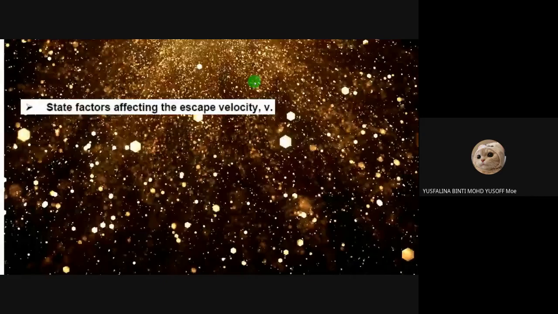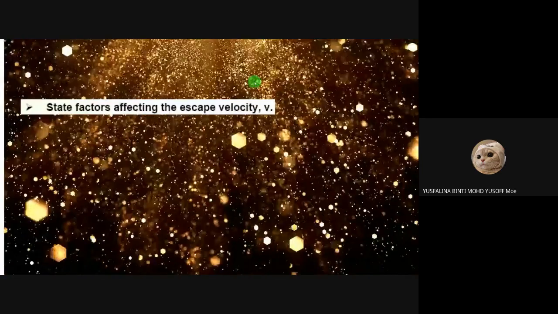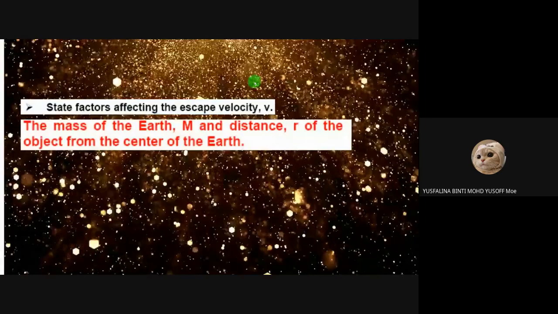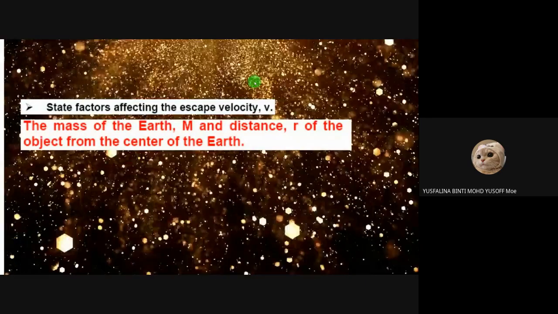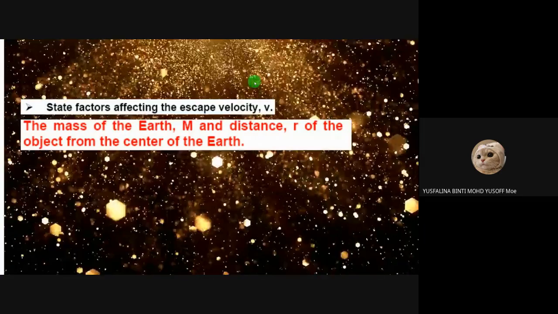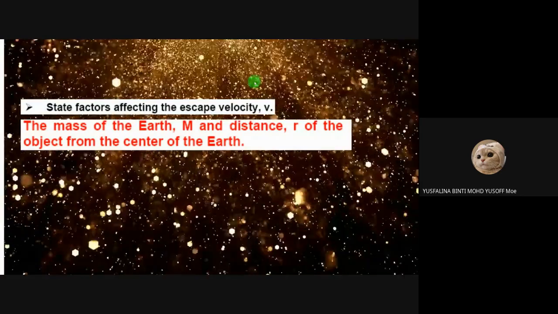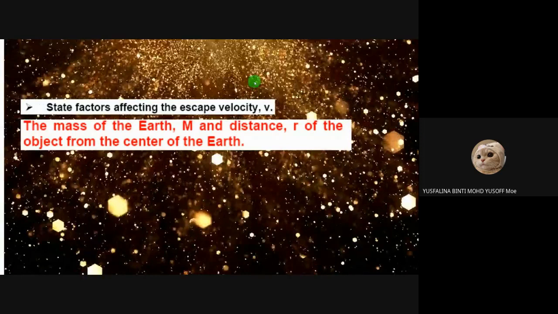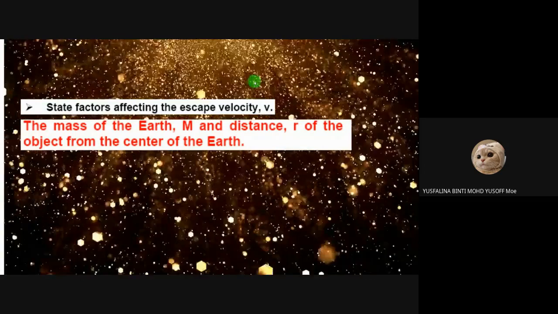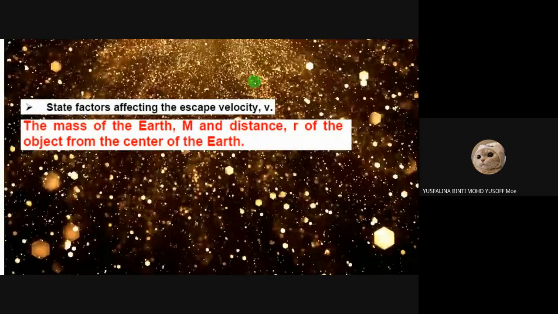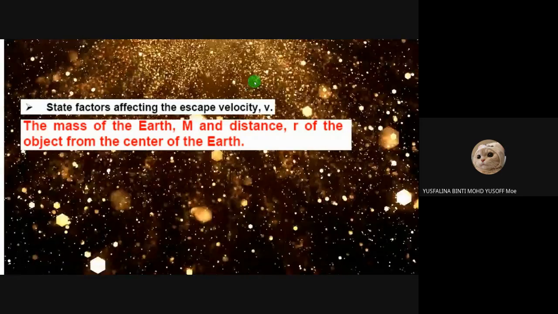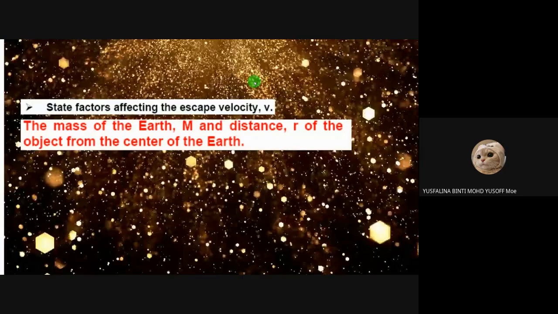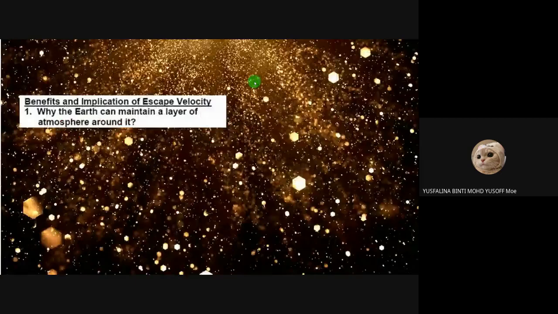State the factor affecting the escape velocity. For the factor, you have to use the formula: v equals the square root of 2GM over r. G is a constant value, so it cannot be considered a factor. The mass of the earth is also a constant. So the real factor affecting the escape velocity is the distance r of the object from the center of the earth.